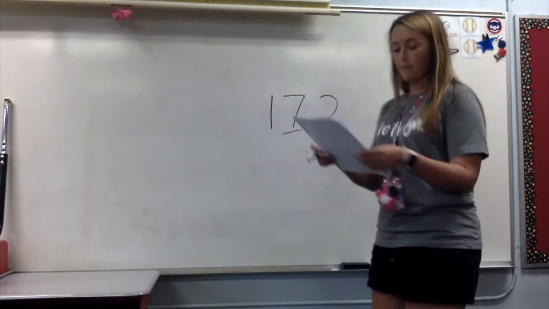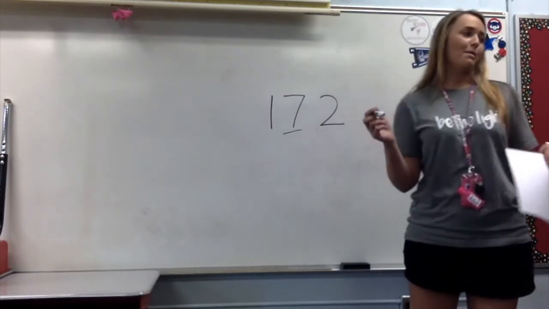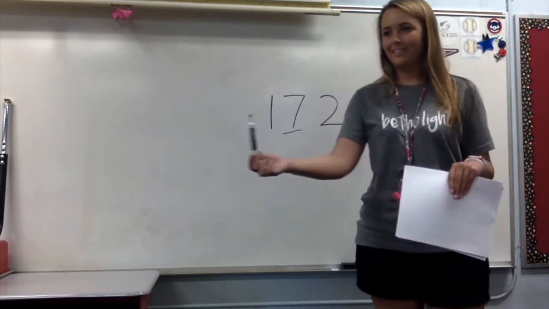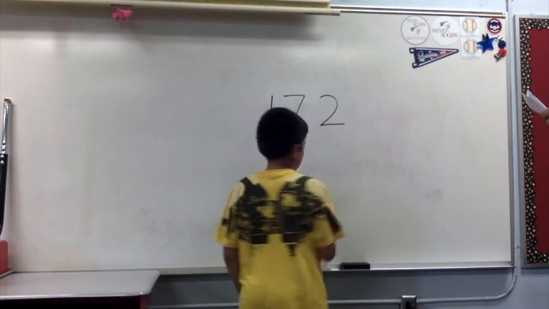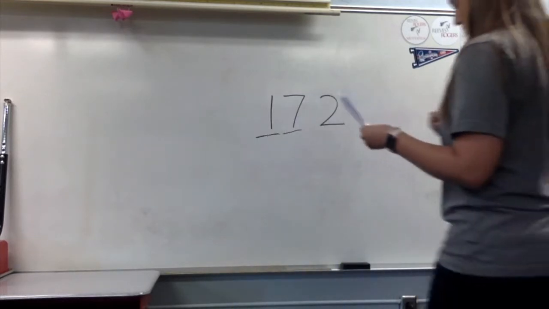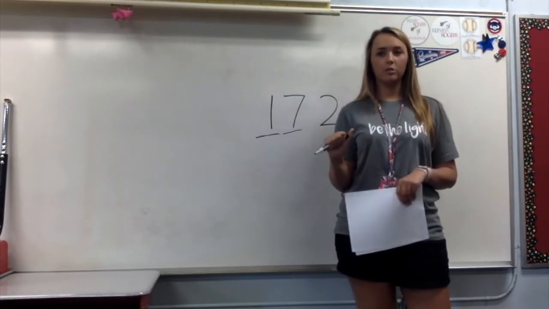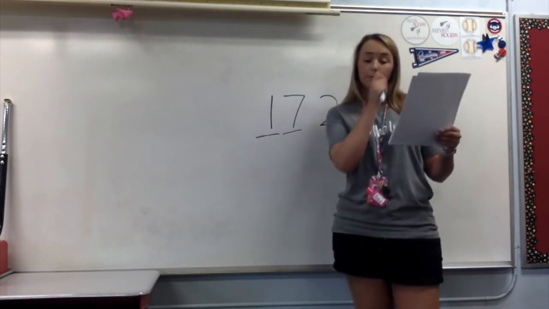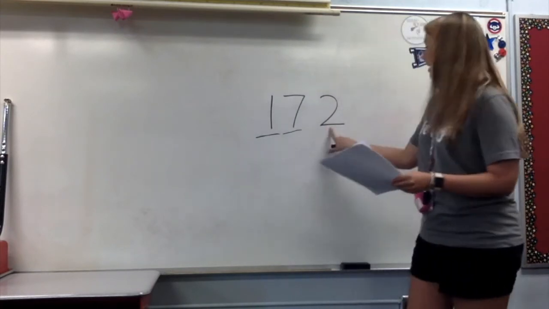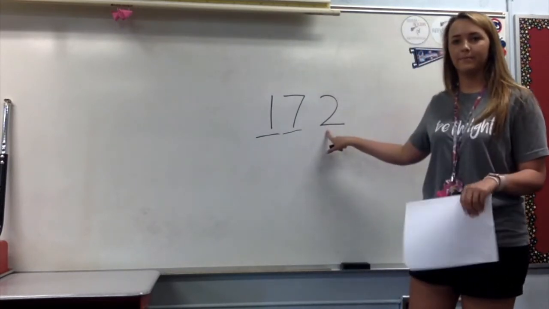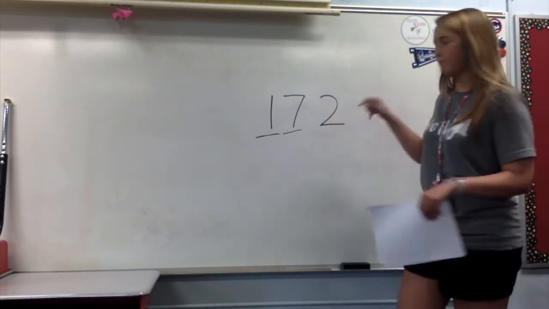Now, who can come and circle the hundreds place for me? Come on. You can go up to your seat. Thank you. All right. And lastly, we have the 2. Can anyone tell me, just verbally, what place value that is? The 2. Yeah, what place value is that? The ones place? Yeah, that's the ones place.